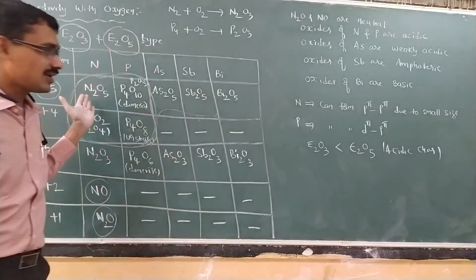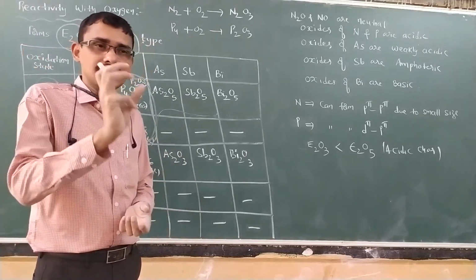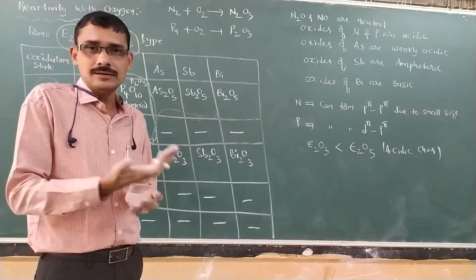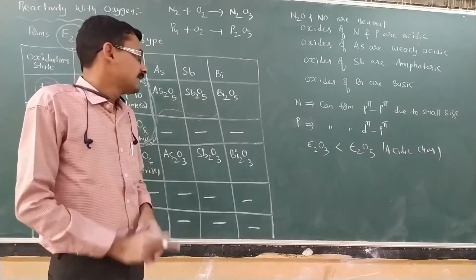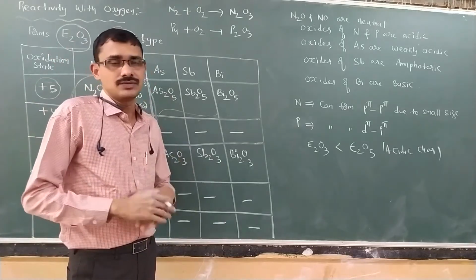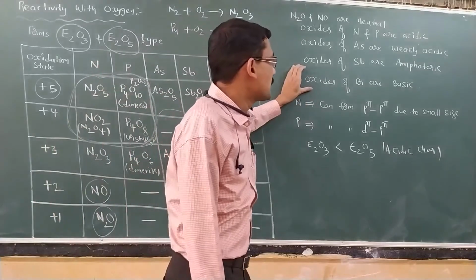Whereas an acidic oxide will always give an acidic solution in water, a basic oxide will give a basic solution in water. An amphoteric oxide reacts with both acids and bases. Therefore, they are called amphoteric in nature.